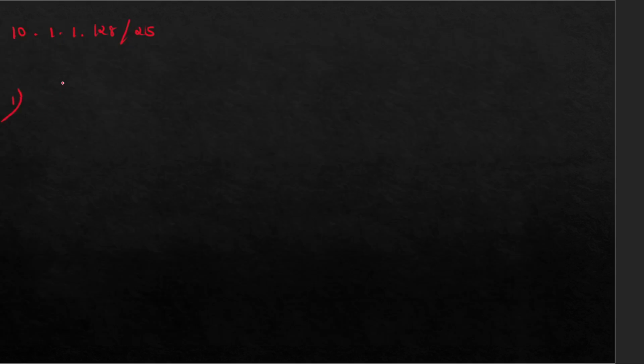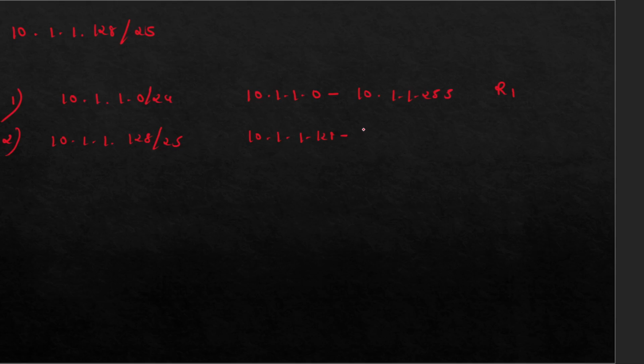So first we have to note the range of each. The first subnet given to us is 10.1.1.0/24. This range will be from 10.1.1.0 to 10.1.1.255, and this will be in R1. The second here is 10.1.1.128/25, and the range will be from 10.1.1.128 to 10.1.1.255, and this will be in R2.